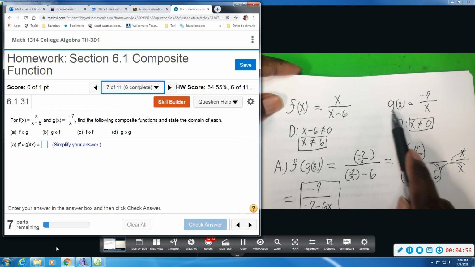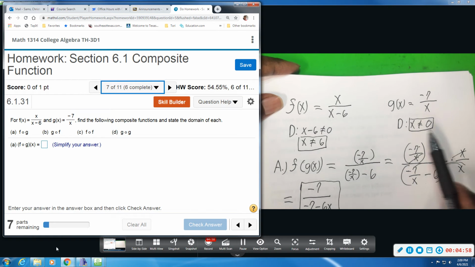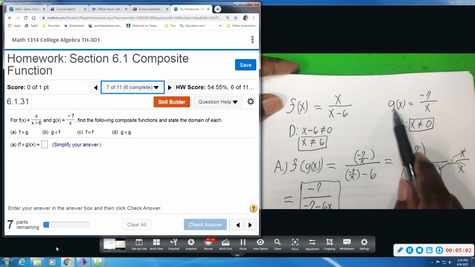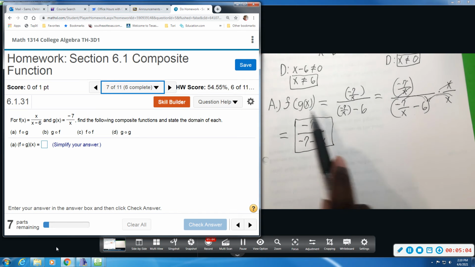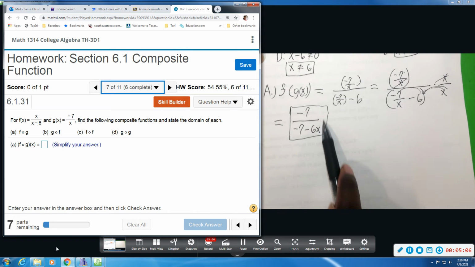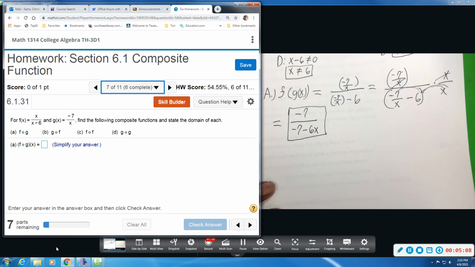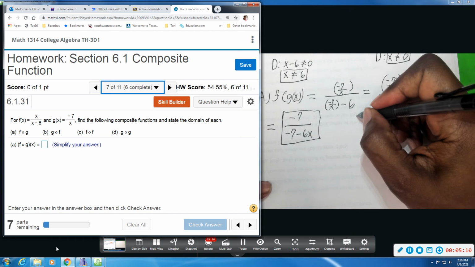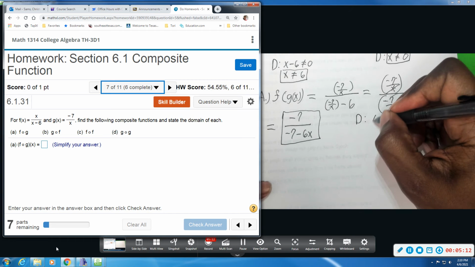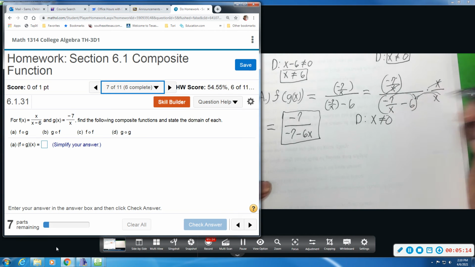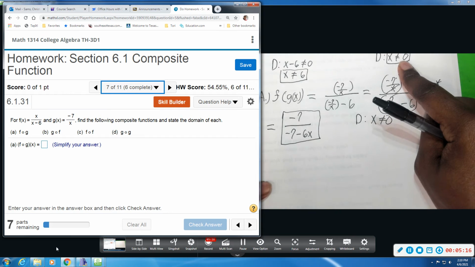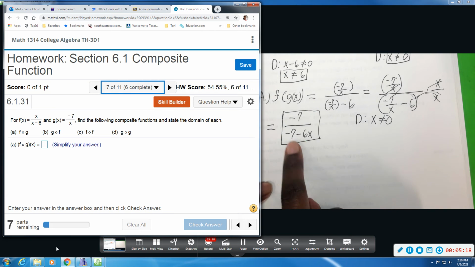Of g of x, we could not use 0 in g of x. So therefore, whenever I plug in g of x and I get this new function, part of my domain is I still cannot use 0. I couldn't use 0 before, and I still cannot use it now that I've plugged it in.